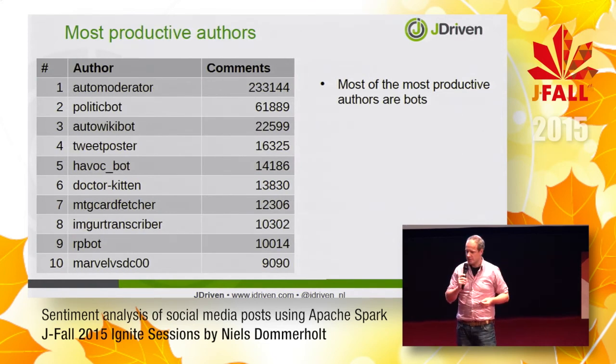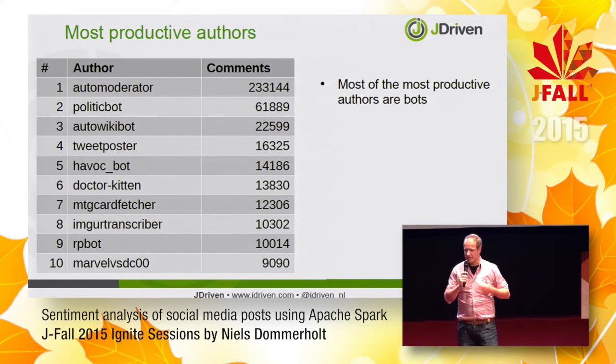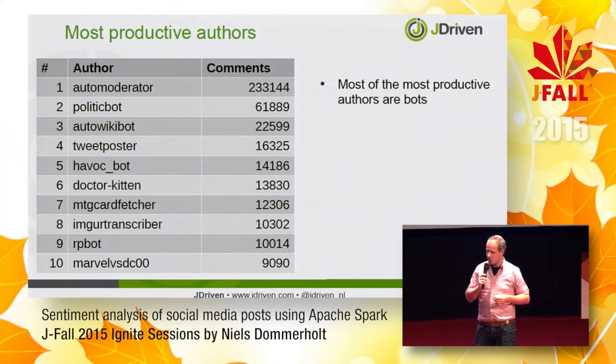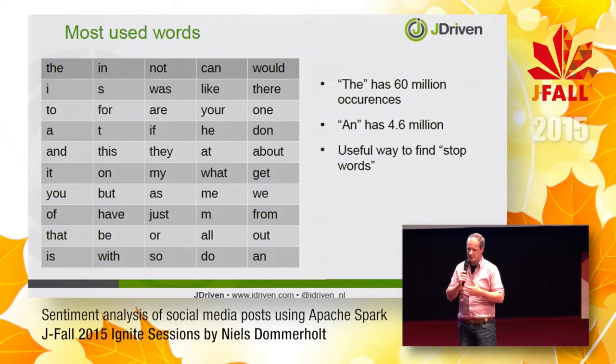This is also something that's very easy to do with Spark. Those are actually, most of them are bots. People don't tend to do that much on posting. And I also have a list spit out of the most occurring words. "Of" course, is the most occurring with 60 million occurrences in just 1 month. This is very useful to find stop words for text analysis because these words often don't have meaning, but they do occur a lot, so that's something to take into account.